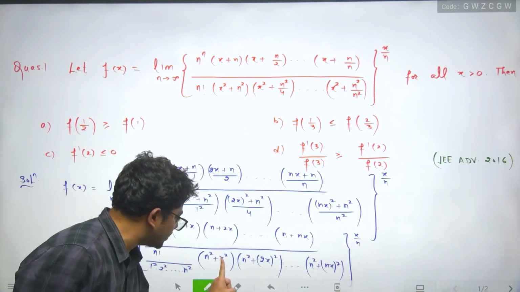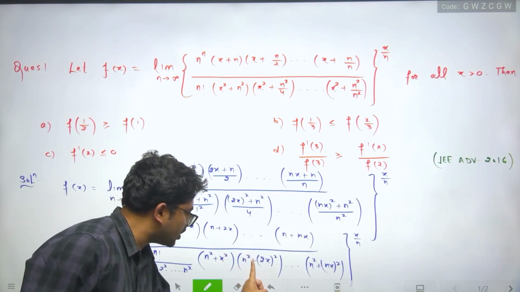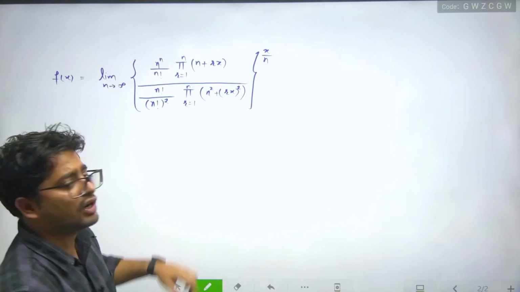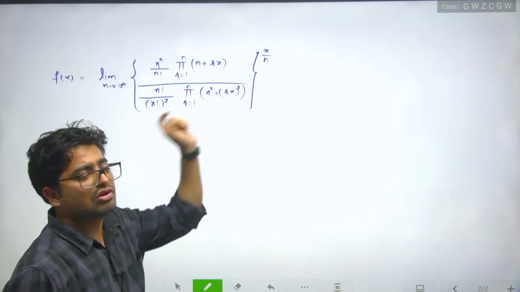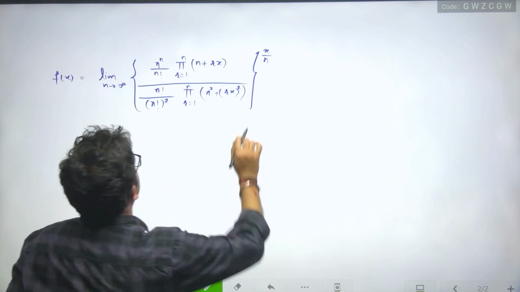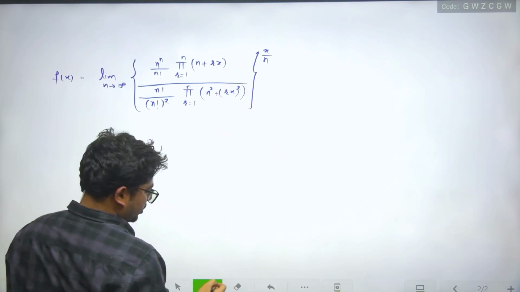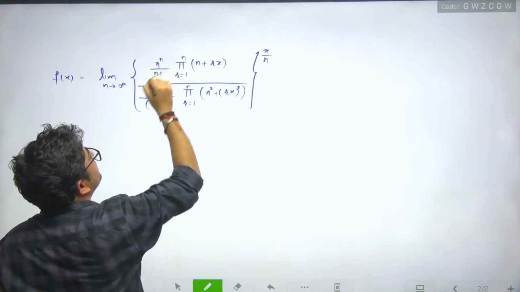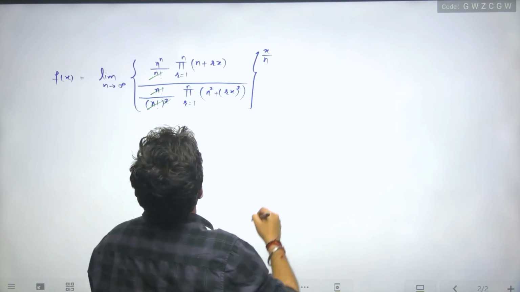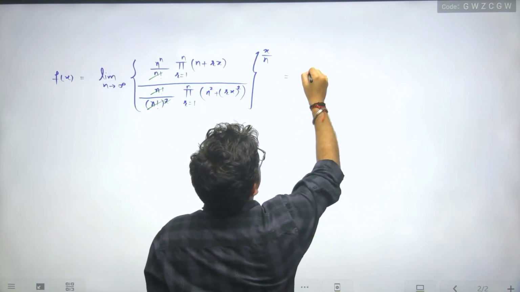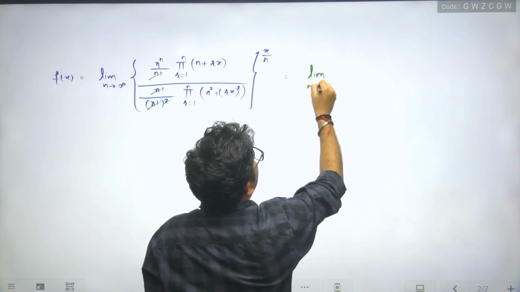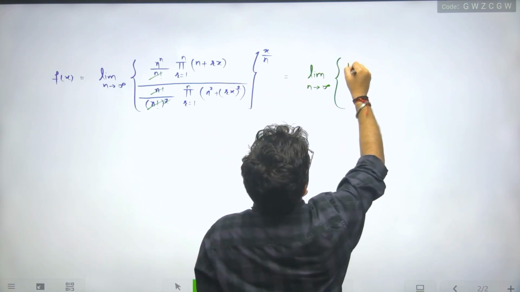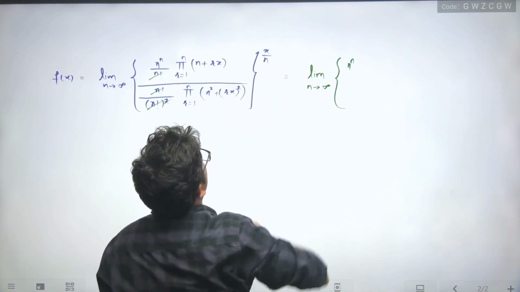That is n square plus 1 square into x square, or you can say (n square plus 2x) whole square, up to (n square plus nx) whole square. So that is the product from r equal to 1 to n of (n square plus rx) whole square. Got it? Now sir, next thing is you can cancel the common factors: n factorial with n factorial. So we have limit n tends to infinity of n^n. You can take n common, how many times?